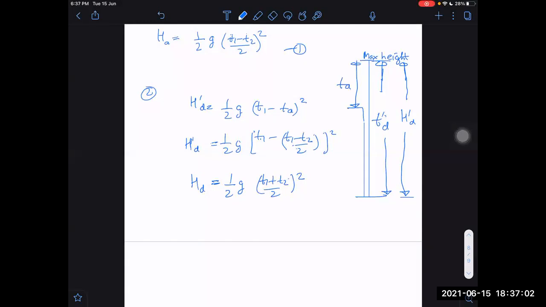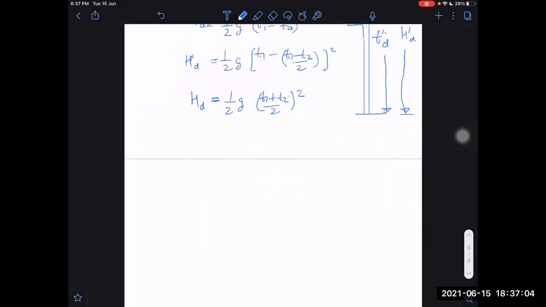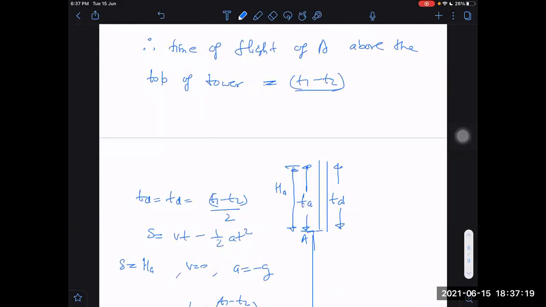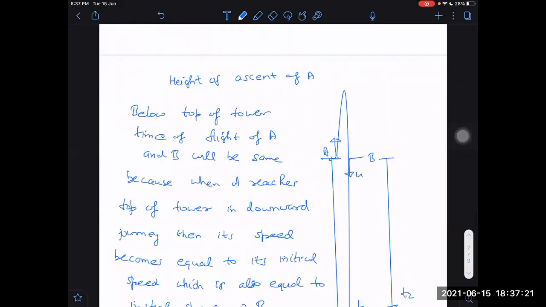Now after getting the height of descent, what next? Let us say it is H dash G. Then I can say the total distance covered, and whatever question they ask, I think every question can be answered now. Nothing is left. From here, I can find the height of tower. What will be the height of tower?